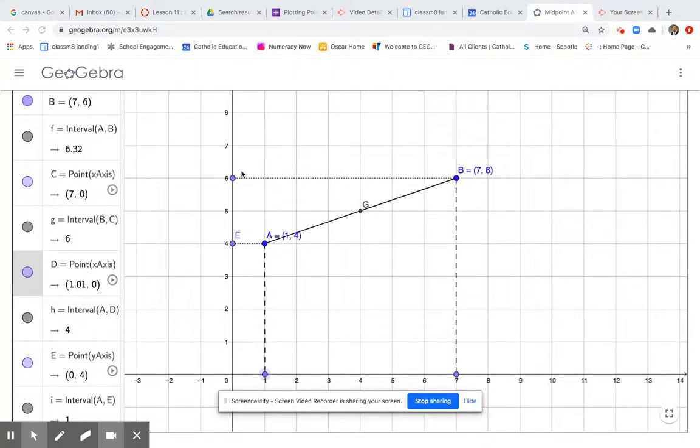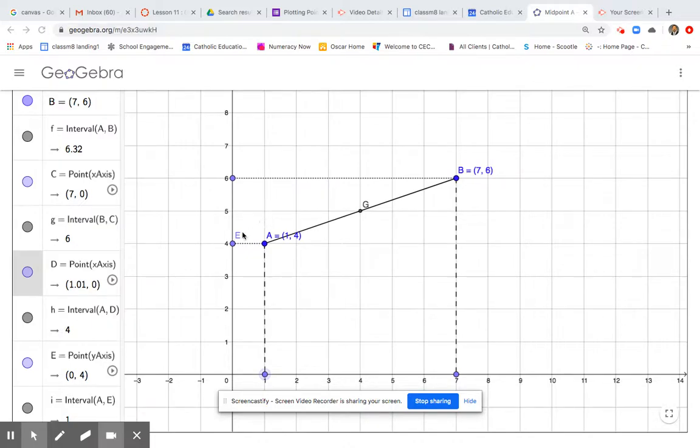Okay, here's another look at the midpoint. What is the midpoint of this point A and B? Well, if we look at it, what we're going to do is split it into the x values. Here it goes from 1 to 7. So again, what is right in between 1 and 7? Well, 1 plus 7 is 8, divided by 2 is 4. And that's exactly where the G is.